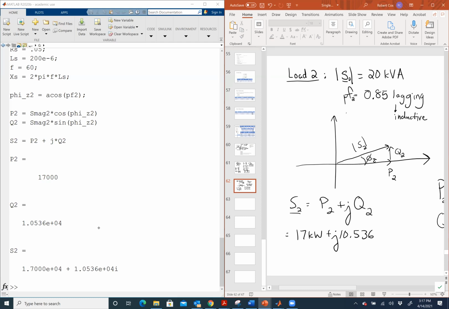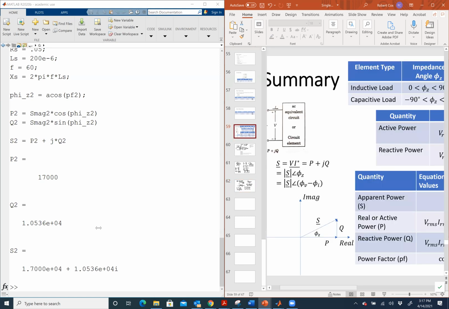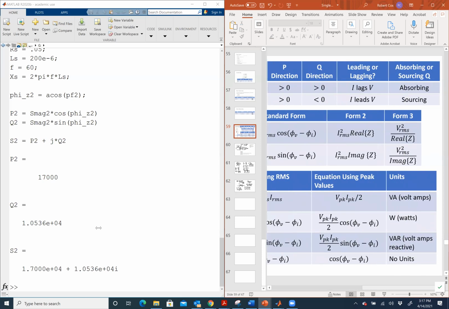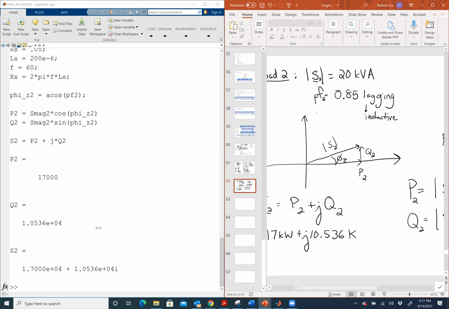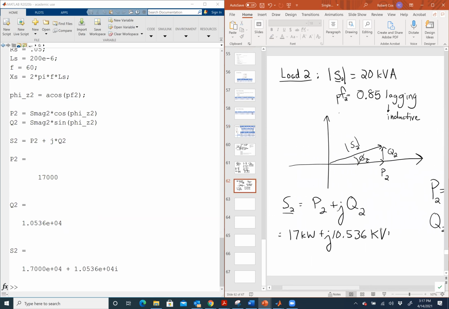And what are the units going to be? If you're not sure, you go back to the table there. Yeah, for Q the units are vars: volt-amps reactive. So that's going to be kvar. All right, kW and kvar. Okay, so I got that down.